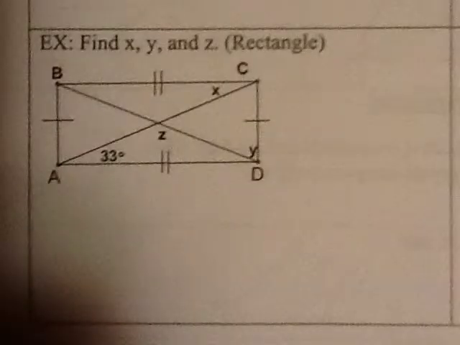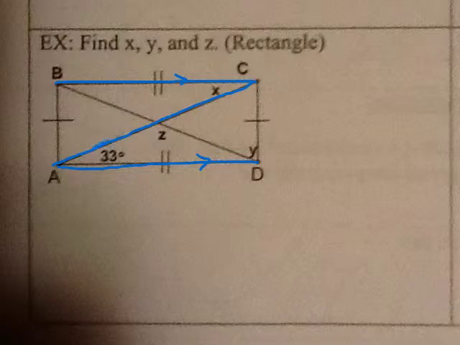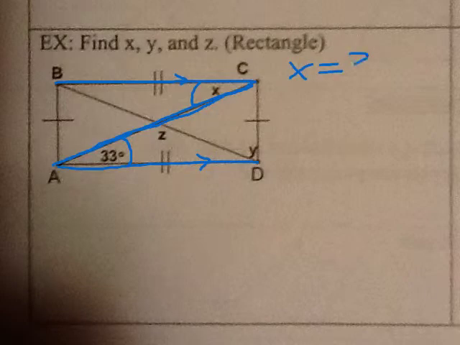Okay, let's move down to the rectangle problem there. So in this one, if I've got a rectangle, I know that I've got parallel sides, right? So this is a parallelogram, and I'm going to highlight these lines here, BC, AC, and AD. Now I want you to notice that these are parallel lines, and that this line AC is a transversal. So that means that 33 and x are alternate interior angles. So x is congruent to 33, so x equals 33 degrees.